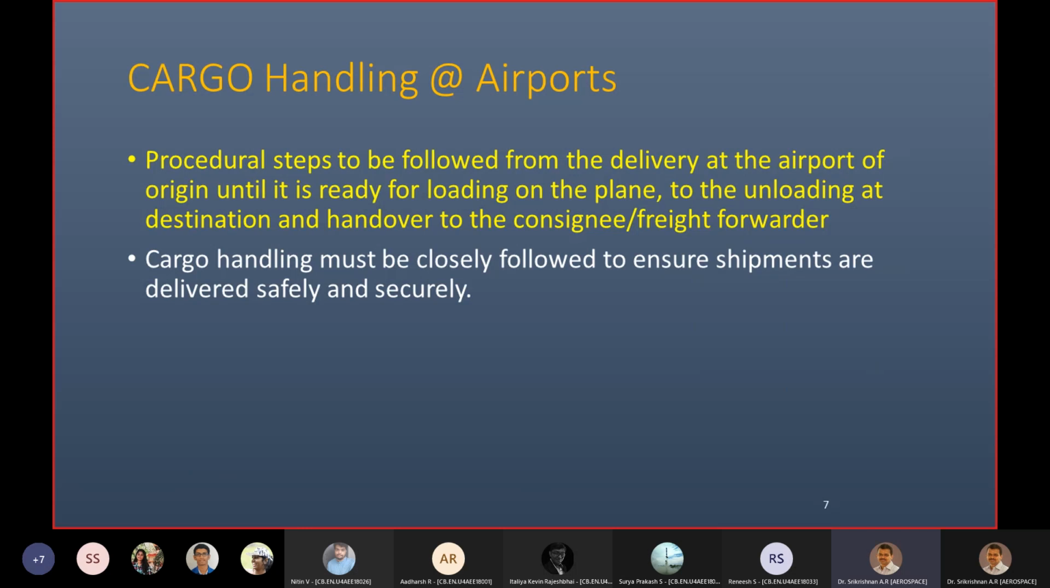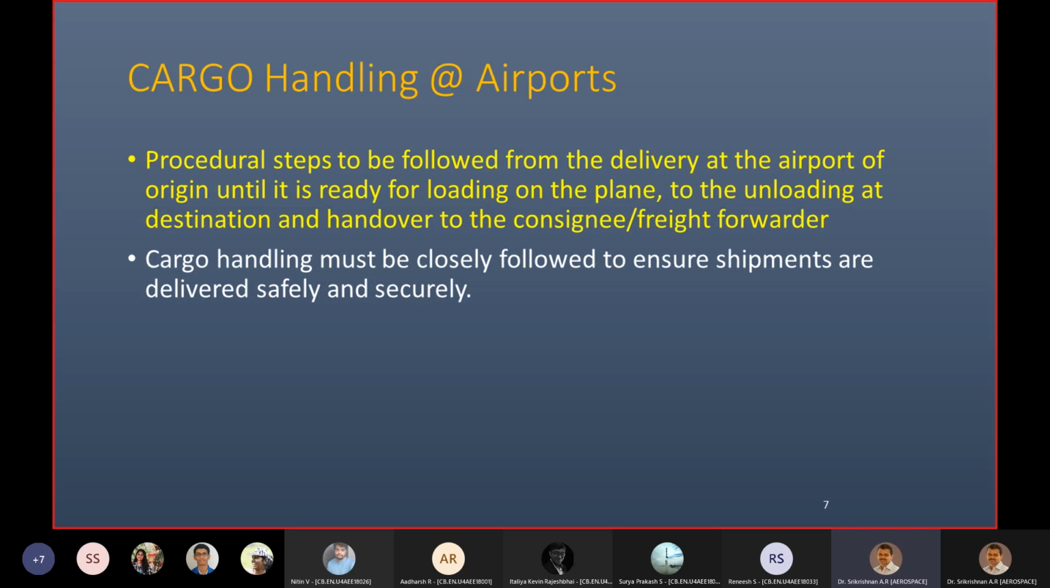Okay. Now coming to cargo handling at airports. The handling of cargo. Now we are actually going to focus on pure cargo carriers. That is when a consignment has to be booked in at the airport and loaded onto a cargo carrier and followed up till it is unloaded and handed over to the people who are going to forward it further. So there are several procedural steps.